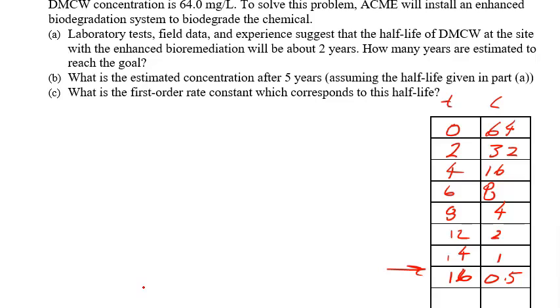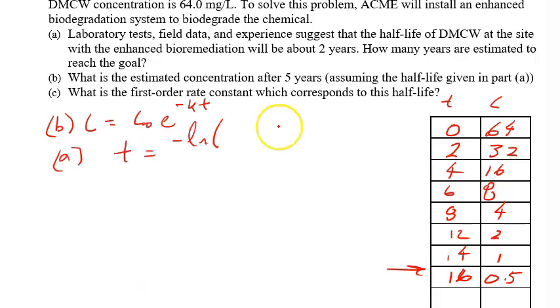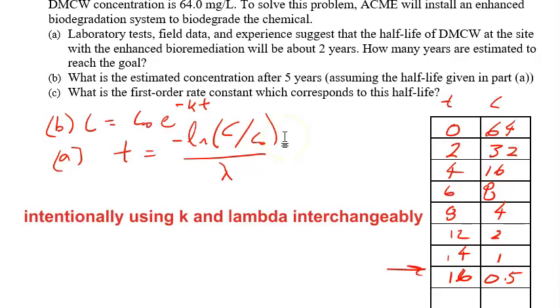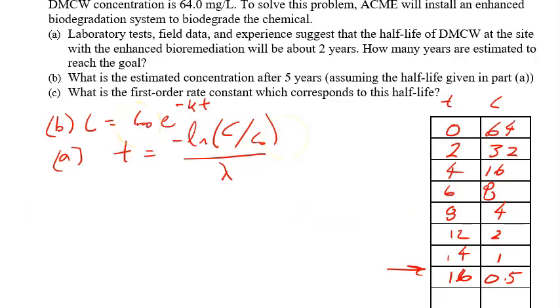Well, we said that if we solve this, C equals C0 e to the minus KT. We don't have a K, we just have a half-life. We said that T equals minus log of C over C0 over K, or I might call it a lambda again. I'm intentionally using these interchangeably, okay? I need the K or the lambda to do that. Well, no law says I can't do part C first, right? So let's do part C.